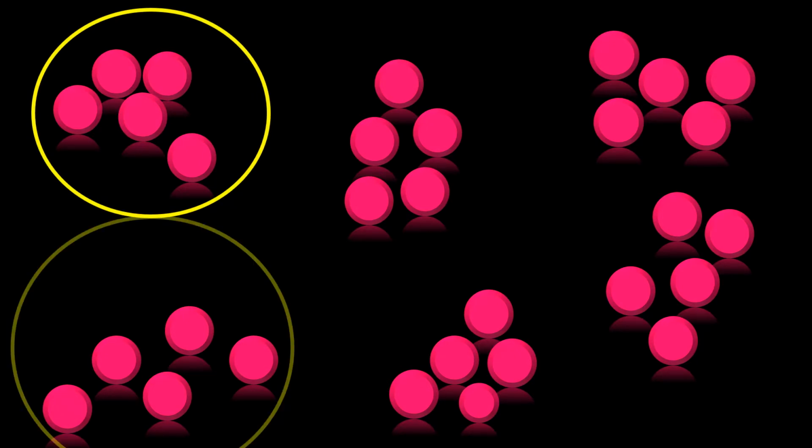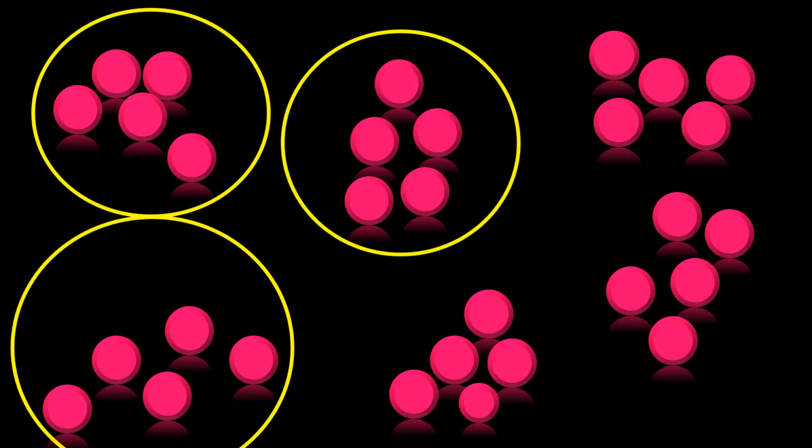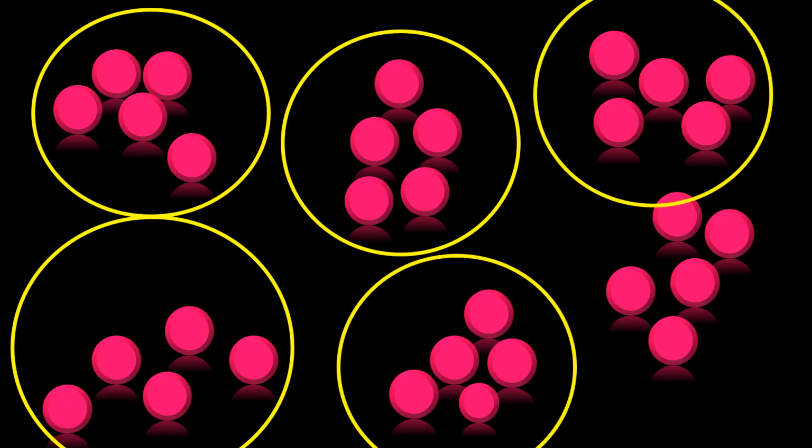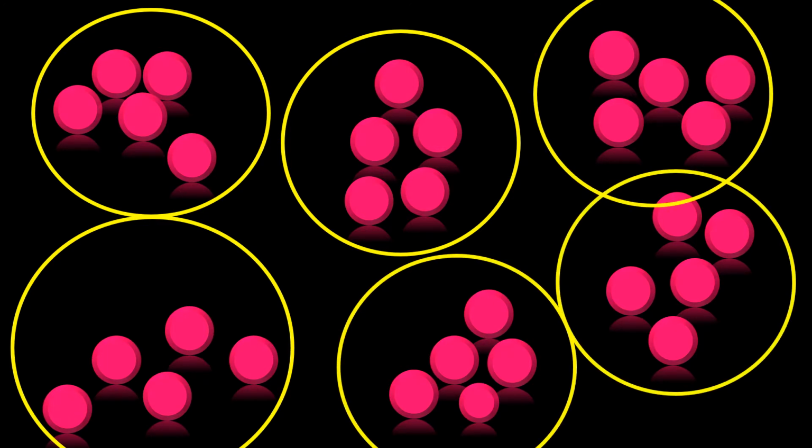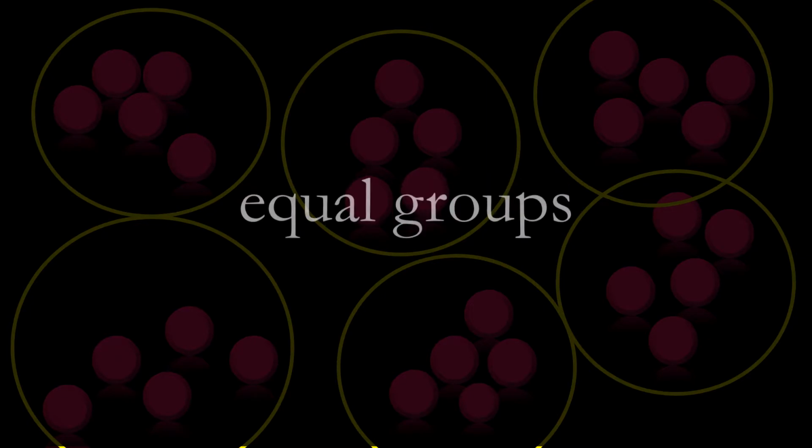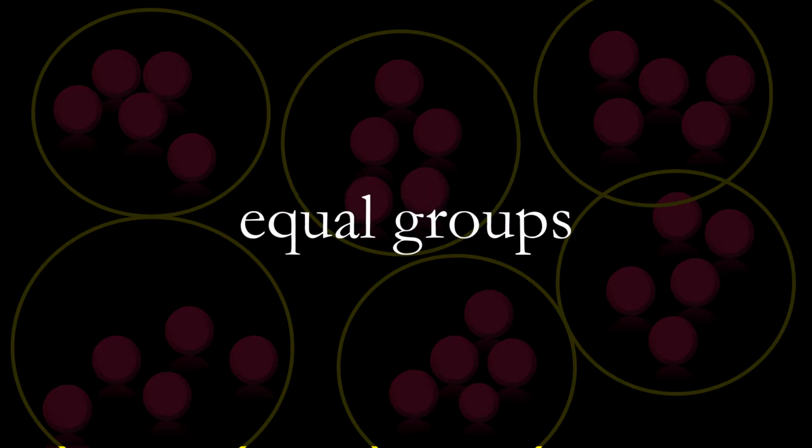Well, we can group these. And you can see inside each yellow circle, I have the same number of pink circles. We've made equal groups. And these are very helpful in helping us find bigger numbers.